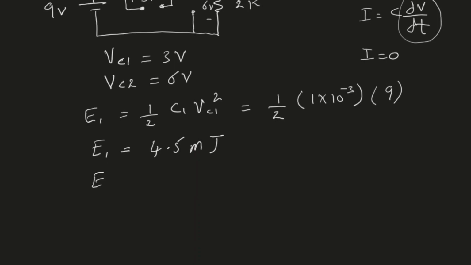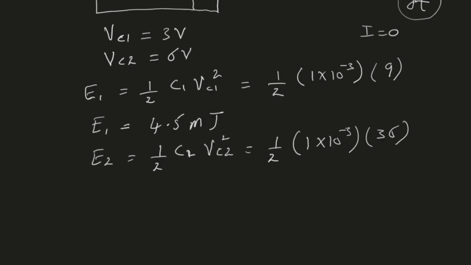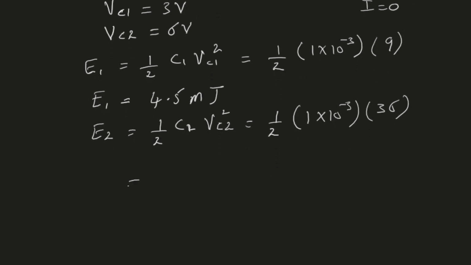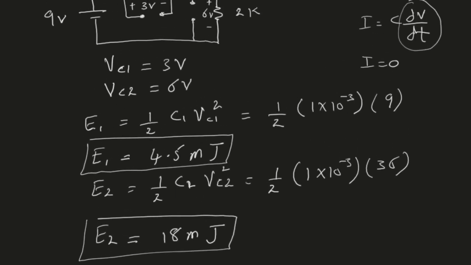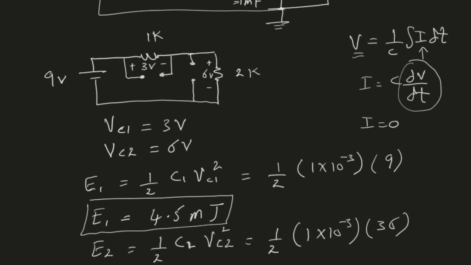Similarly, the energy stored in the capacitor number 2 is half C2 VC2 square, which is half times 1 milli, 10 to the minus 3, times 6 square, so that is 36. Now 36 divided by 2 is 18, so that's 18 millijoules. So the energy stored in the second capacitor is 18 millijoules, and this one is 4.5 millijoules. So we can easily find how much energy will be stored in each capacitor.